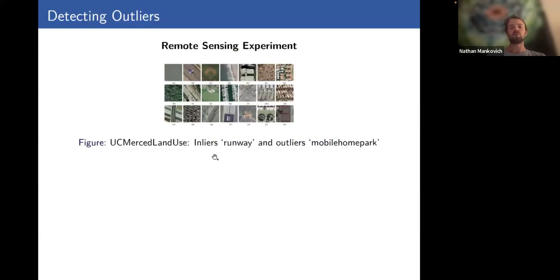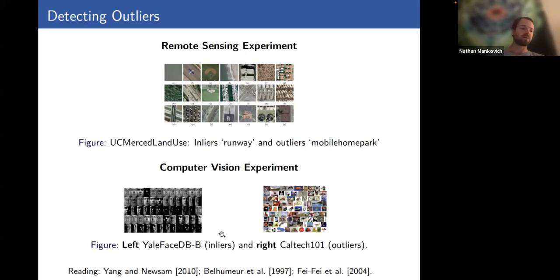Cool. So just to provide a short example, we have some inlier images and some outlier images from the UC Merced land use data set, and some inlier and outlier images where the inliers are pictures of faces from the Yale face database and the outliers are pictures from the Caltech 101 data set. And what we do is outlier detection with some of these different variants.